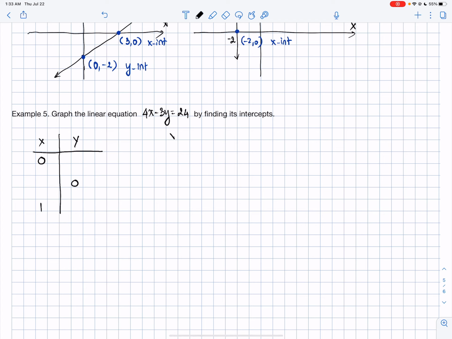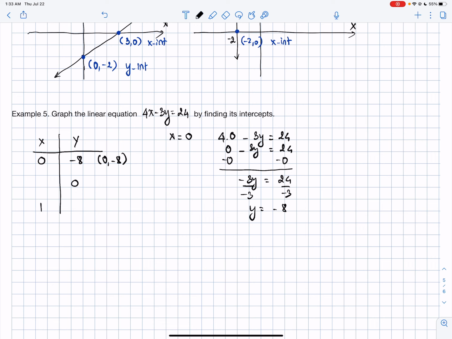Okay, so if x equals 0, then we have 4 times 0 minus 3y equals 24. So we get 0 minus 3y equals 24. We subtract 0 from both sides. So negative 3y equals 24 and divide both sides by -3. Then y equals -8. We got the point 0, -8.